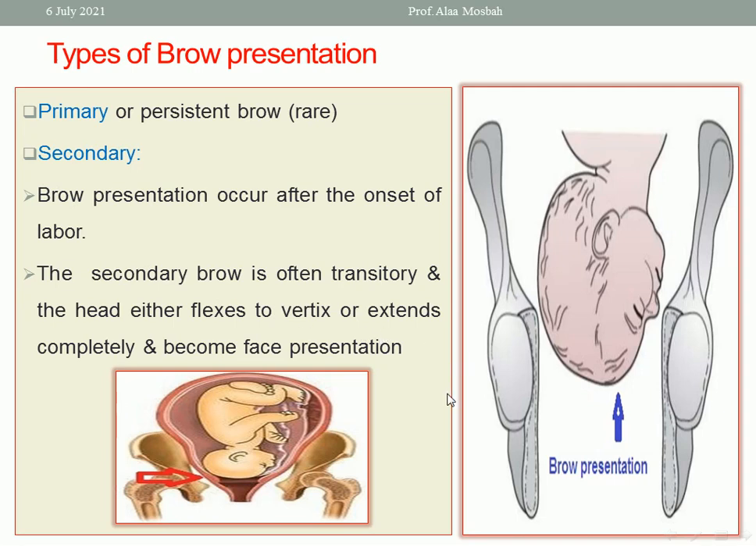The secondary brow is often transitory, and the head may change from brow to vertex. By what? By flexion. If this head is flexed, it will be vertex. If it is extended, it will be face presentation. Okay? But persistent brow is undeliverable, as we mentioned before, because the mento-vertical diameter, which is 13.5, is larger than any female pelvic diameter. Okay?